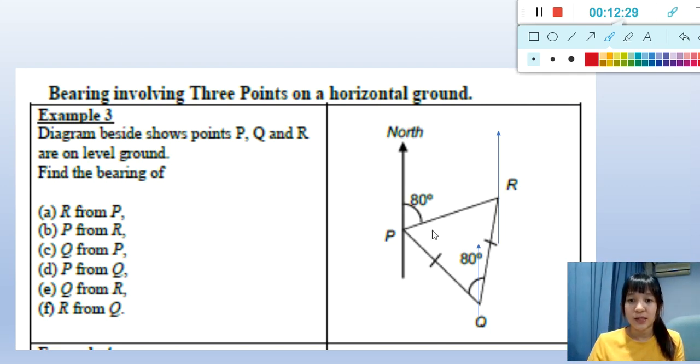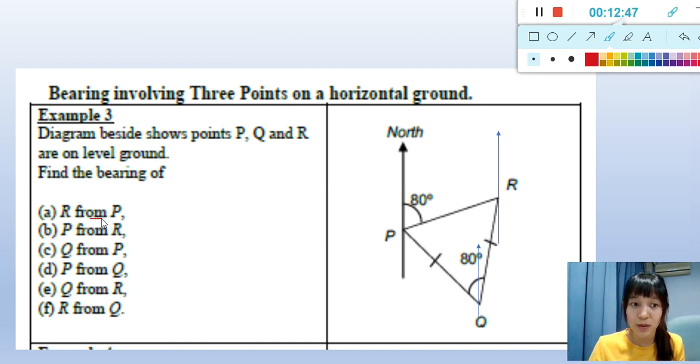Okay. There are 3 points and then they draw a triangle like that. And then they tell you this is a north line. So things might get very complicated there because there are a few lines here. Okay, the diagram shows this. Find the bearing of, each question here is different, because from P, later from R, from P, from Q again. They want to find the bearing of R.